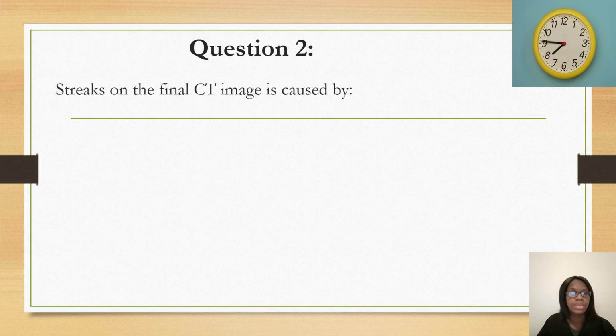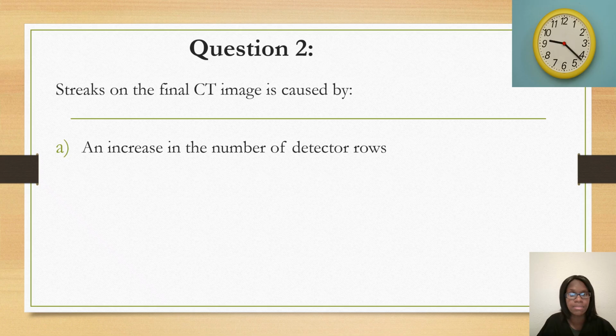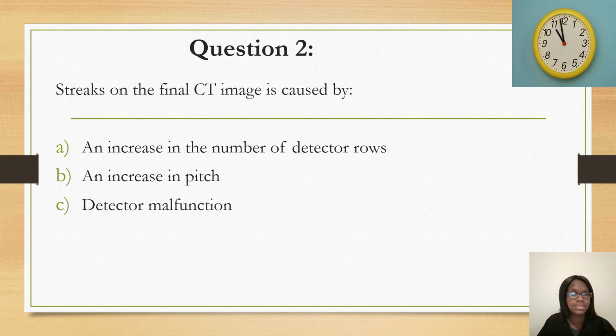Question 2. Streaks on the final CT image is caused by A. An increase in the number of detector rows. B. An increase in pitch. C. Detector malfunction. Or D. Thin CT slices.